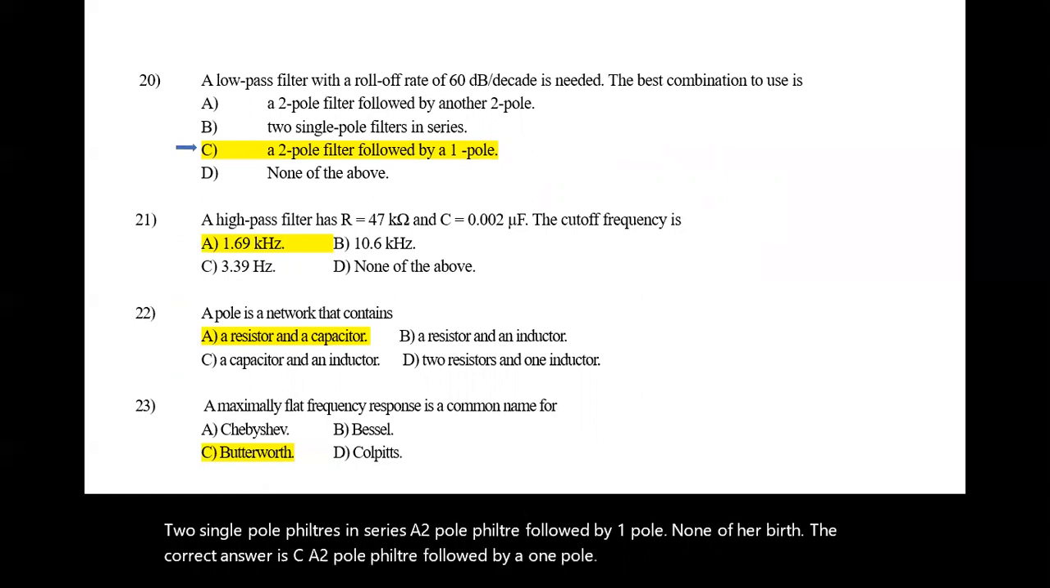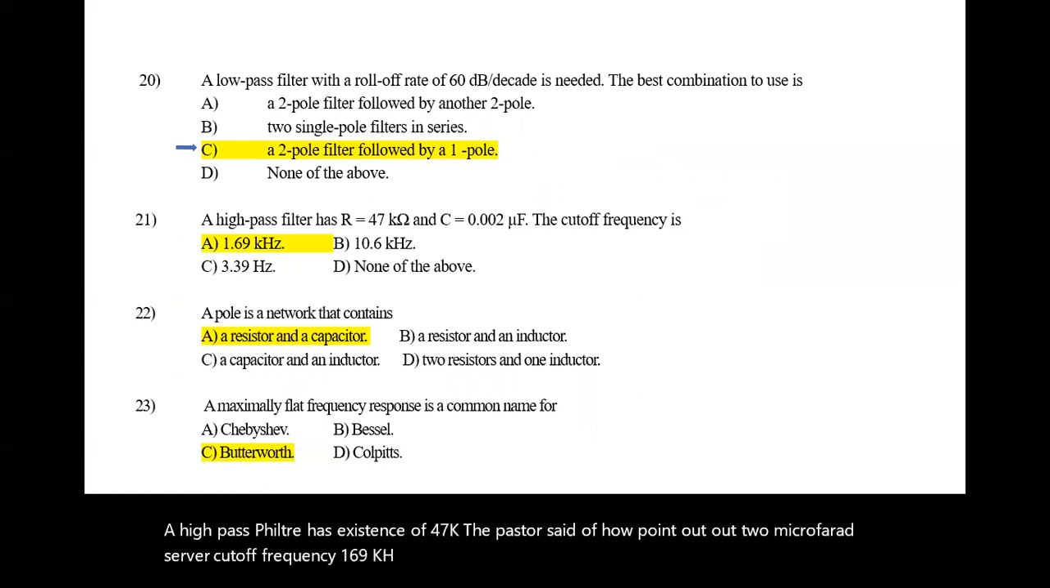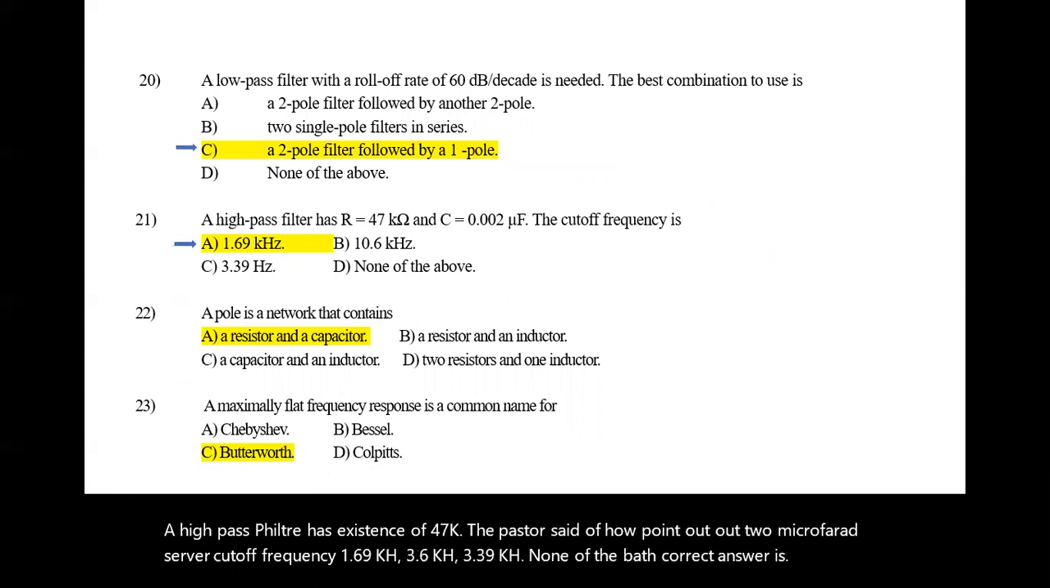A high-pass filter has a resistance of 47 kilo-ohm and a capacitor of 0.002 microfarad. So the cutoff frequency is: 1.69 kHz, 10.6 kHz, 3.39 kHz, or none of the above. The correct answer is 1.69 kHz, A.